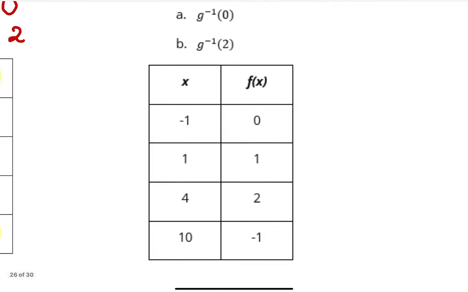g of 0, remember you're starting from the x values. What is g inverse of 0? Negative 1. g inverse of 2 is 4. If they don't say inverse, you start from the x value. Because it's inverse, you start from the y value.